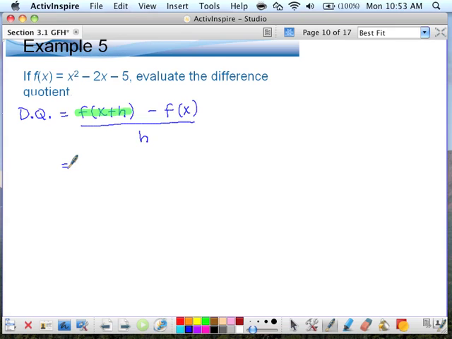So that means we take the original function, we take the x's out, and what do we put in their place? Parentheses x plus h. So we take the original function, x squared minus 2x minus 5, remove the x's, and in their place, put a parentheses x plus h. That's always your step 1. That is f of x plus h. Any questions about how I got that? It's going to be your first step every time with the difference quotient.